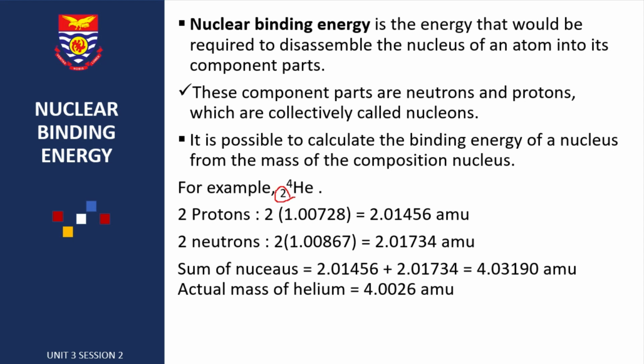We need to know the mass of neutrons, which is also given here, 1.00867. And since there are 2 neutrons, the number of neutrons is given by mass number minus proton number, so 4 minus 2 will be 2. We multiply the neutron mass by 2. Having gotten these values, we put them together to get the sum of the mass of protons and neutrons, and when we do that, we get something like 4.03190 atomic mass units. And the actual mass of the helium atom is 4.0026.